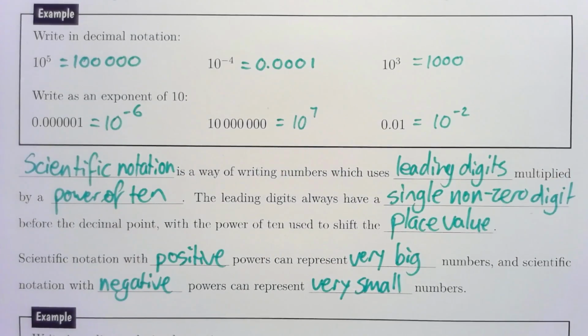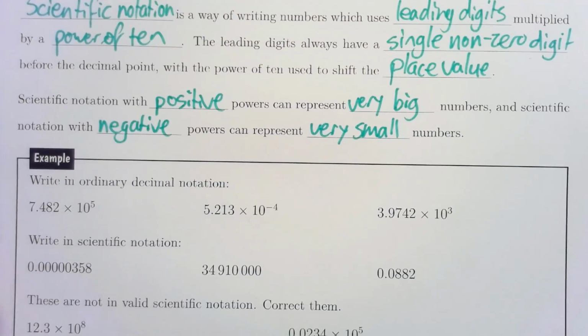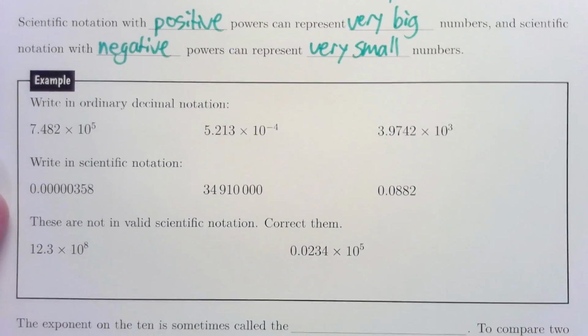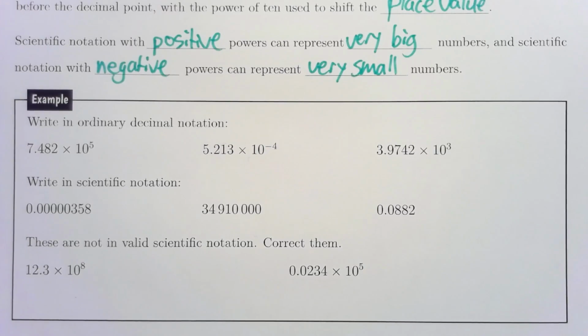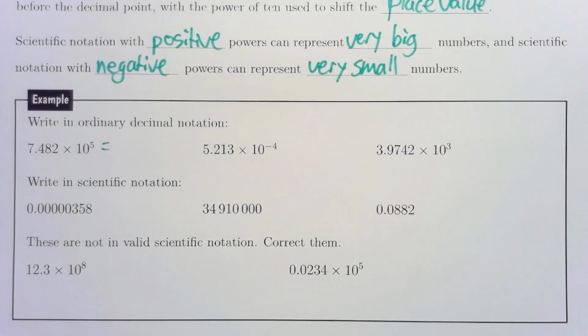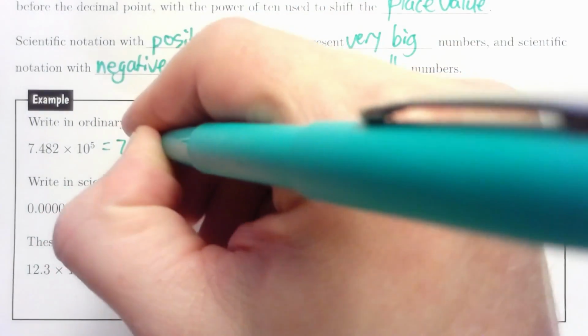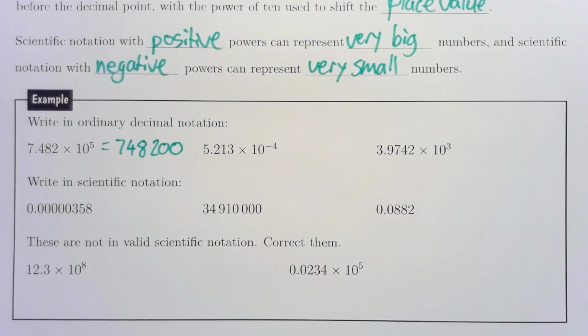So let's look at some numbers written in both scientific notation and ordinary decimal notation. Now, if you look closely, these examples use the same place value shifts that we did in the previous example. So compare our answers here to the examples we did above. So 7.482 times 10 to the power of 5. We need to shift that 7 into the 100,000s place. So that's 748,200.